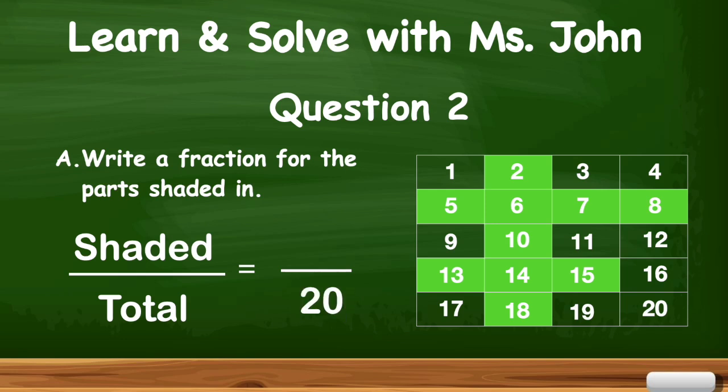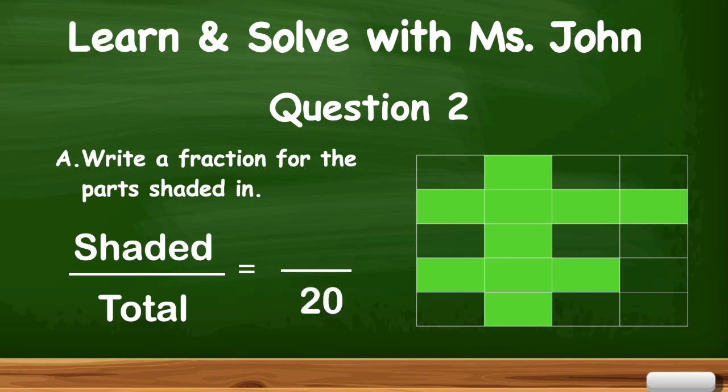Now we're going to write how many parts are shaded in. So let's count. 1, 2, 3, 4, 5, 6, 7, 8, 9, 10. There's 10 parts shaded in, so the answer is 10.